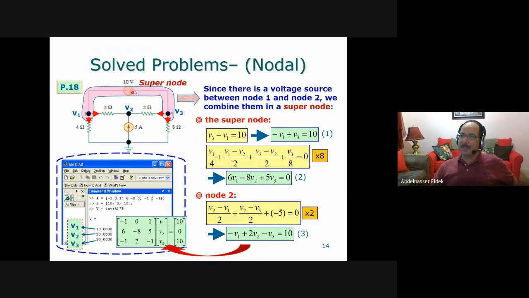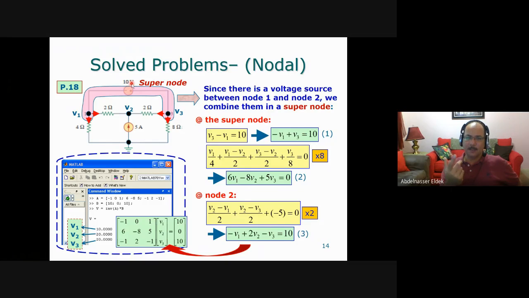Of course, in this case, the positive side is V3 minus the negative side, which is V1, equal 10 volt. V3 minus V1 equal 10 volt. That's it. So this is the first equation. We know here that the positive side minus the negative side equals the source. So V3 minus V1 equal 10. Or you can say V3 equals V1 plus 10. It doesn't matter, any way you like it. So this is the first equation.